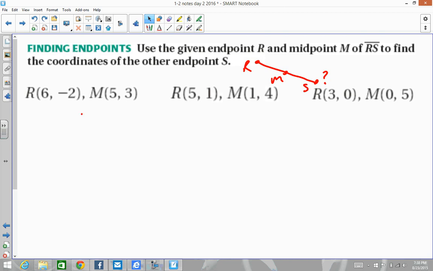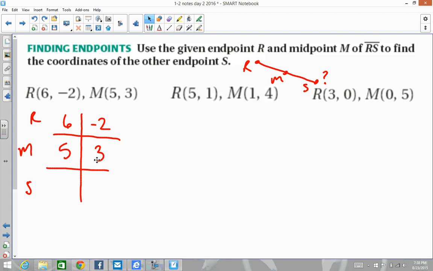So I like to make a little table here. All right, and so we have R, we have M, and we have S that we don't know. So R, that tells us, is 6, -2. So this is my X and my Y. My M is 5, 3, and I don't know what my missing S is. So remember that the midpoint's in the middle, so if we know how to get to the middle, we can find out how to get to the end. So how do I go from the 6 to the 5? I subtract 1.